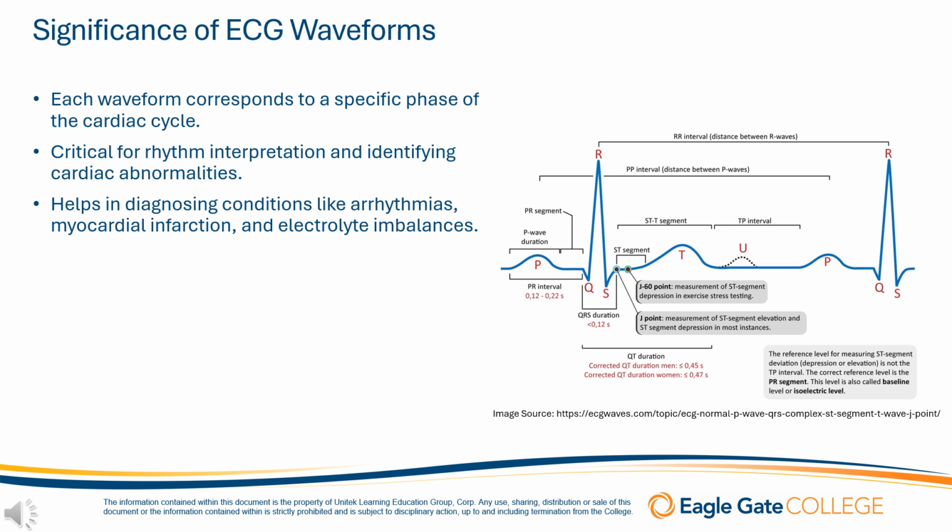The P wave represents atrial depolarization, indicating the atria are contracting. This will help us to assess atrial size and function. The QRS complex represents ventricular depolarization, showing the ventricles are contracting, and is crucial for understanding how well the ventricles are pumping blood. The T wave represents ventricular repolarization, indicating the recovery phase of the ventricles, and provides insights into the health of the ventricular muscle and electrolyte balance.